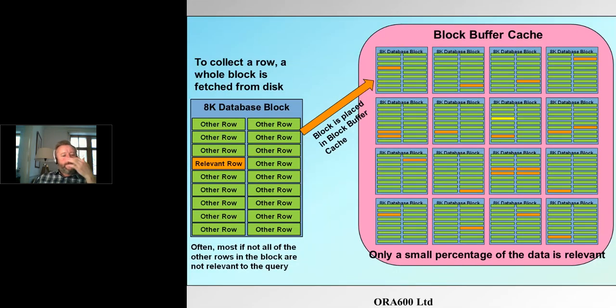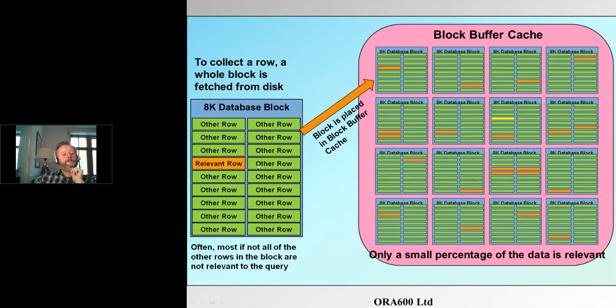So, I just want to briefly cover this idea of what's in a block, because it seems to be disappearing as something people consider when they're thinking about their database, whether it be Oracle or not. So here's my 8K block. It's full of rows, and there's my relevant row. So when I go and select my row, this whole block comes into memory with the one row I want.